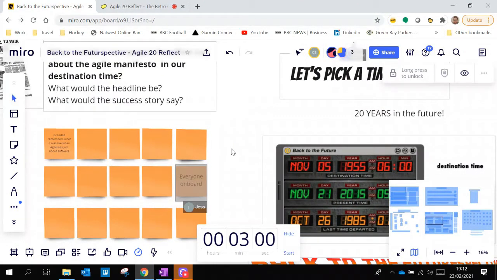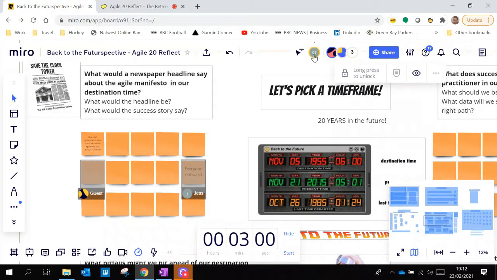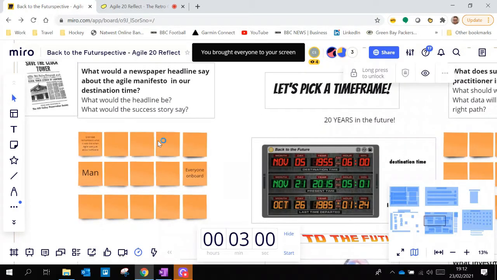What about the left-hand panel? Sorry, on the left-hand panel here, you can see there's a cursor, there's a T for text. The little cursor at the top, if you make sure that's selected, it should highlight in blue when it's selected. That allows you to interact with items on the board, and we're looking for you to interact with these orange post-it notes underneath the heading of what the newspapers say about the Agile Manifesto in our destination time, 20 years in the future.